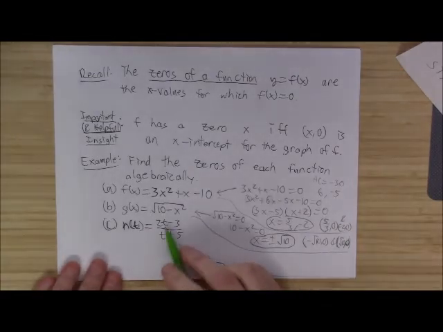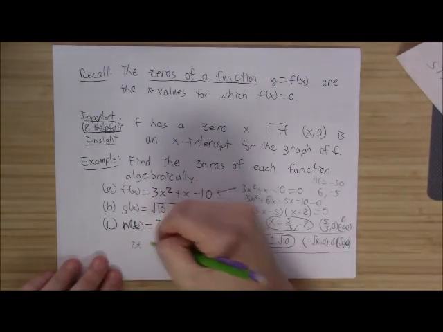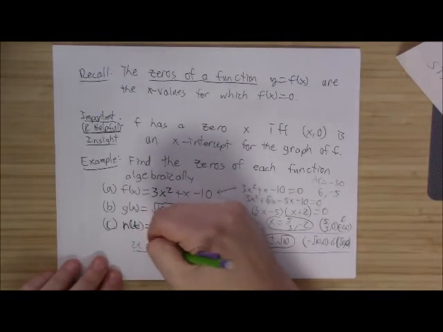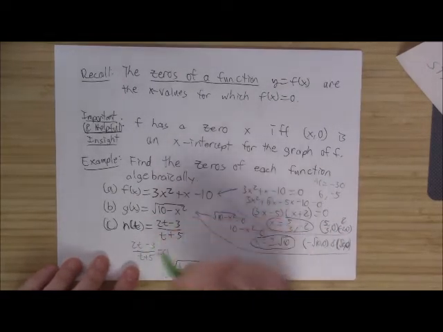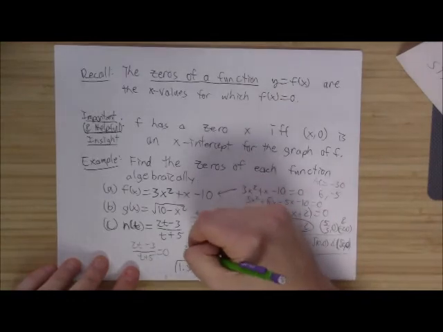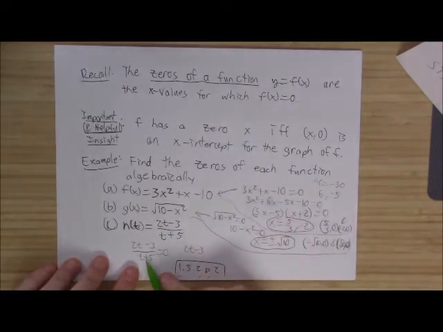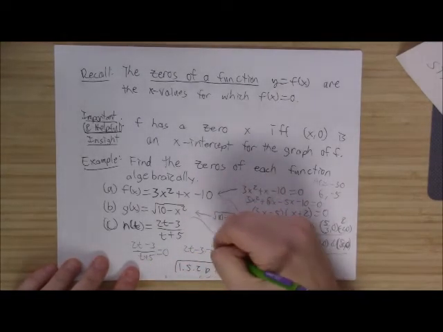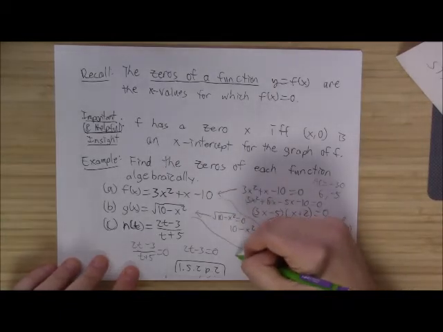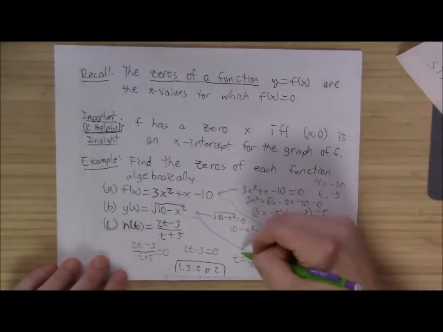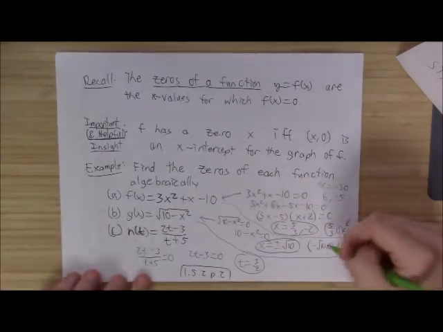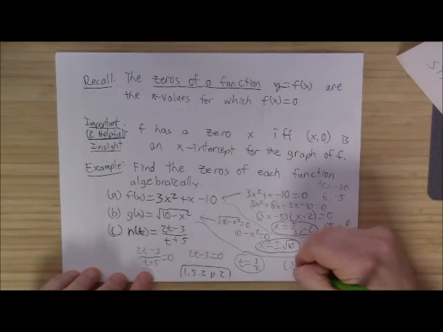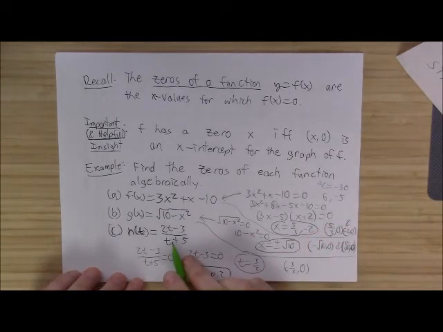Finally, for this one, we set the whole fraction equal to 0, and we know that a fraction is 0 only when the top is equal to 0, because there's nothing we could divide by that's large enough to make it 0. And so what we actually have is t equals 3/2. In other words, our only x-intercept should be 3/2, 0 for this function.